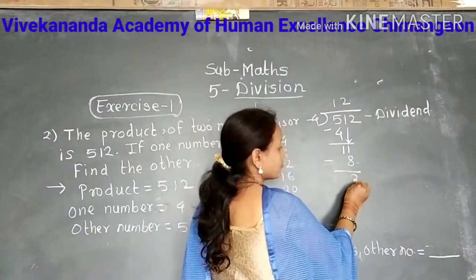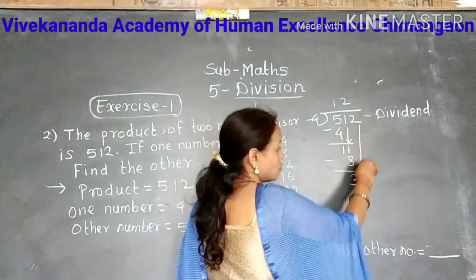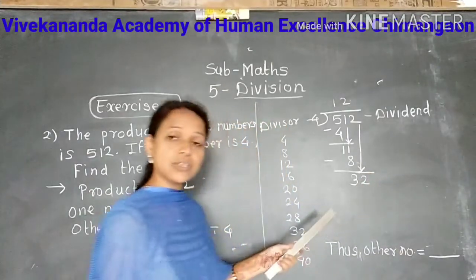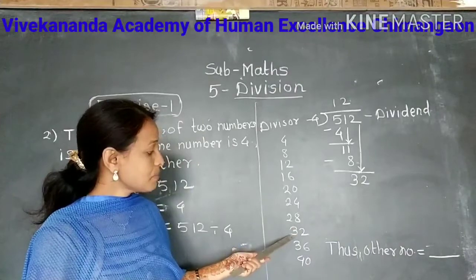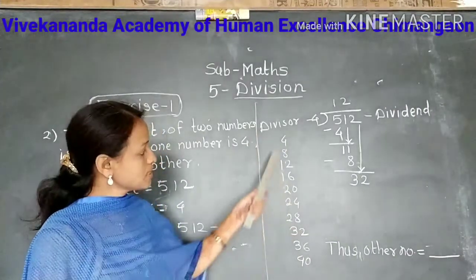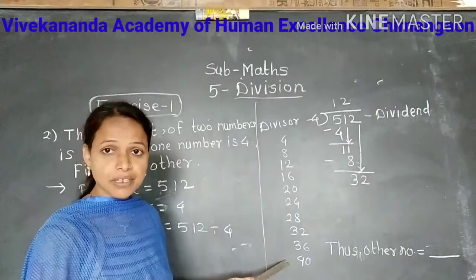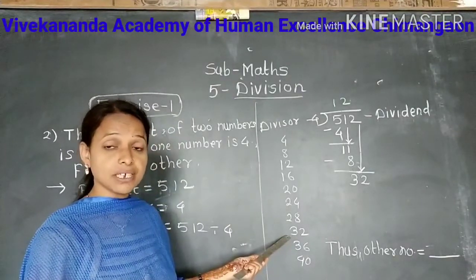Subtraction will come 3. Now the next digit is 2, so write 2 right here below. Now 32. You observe the 4 table. 32 is a multiple of 4, correct? And if you see that table, it is the 8th multiple. 32 is the 8th multiple of 4.